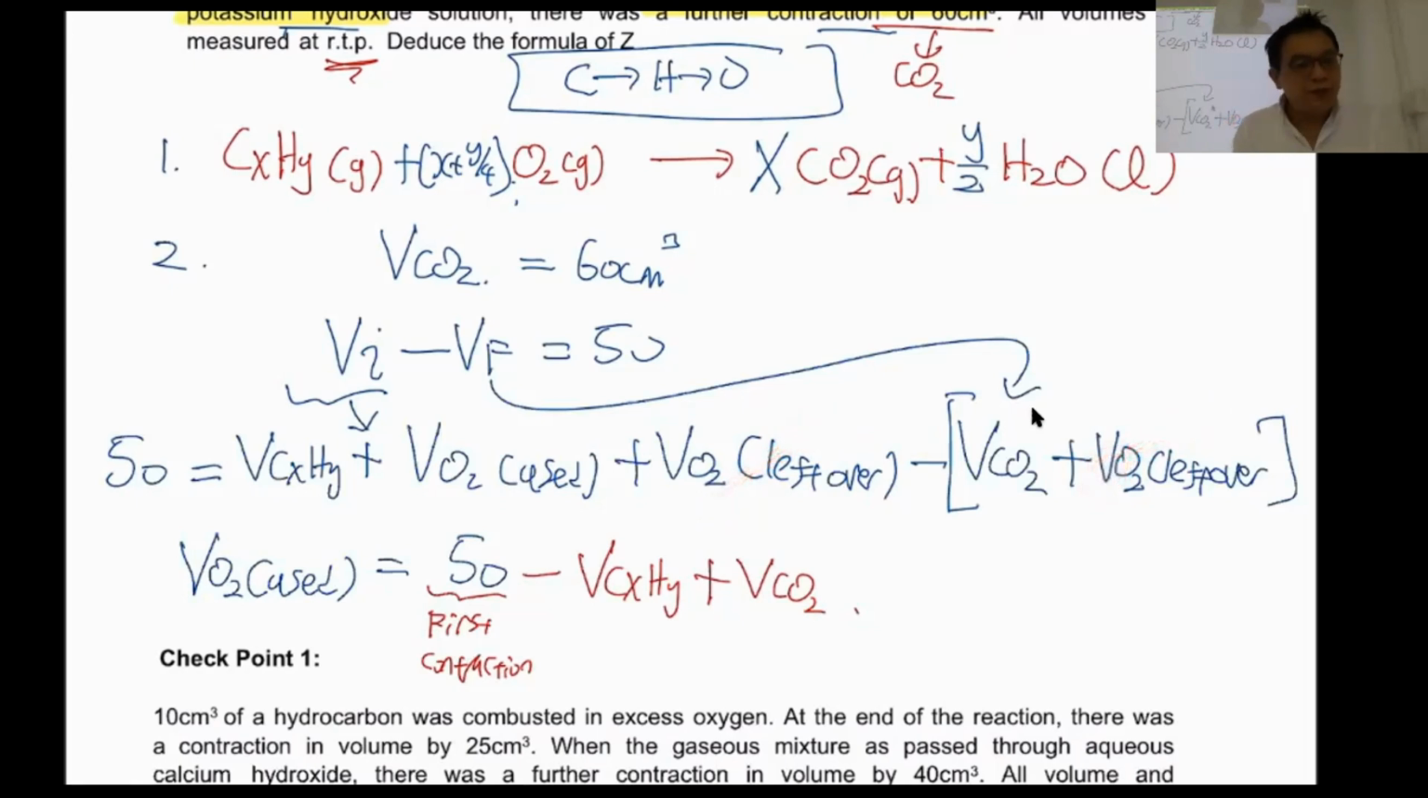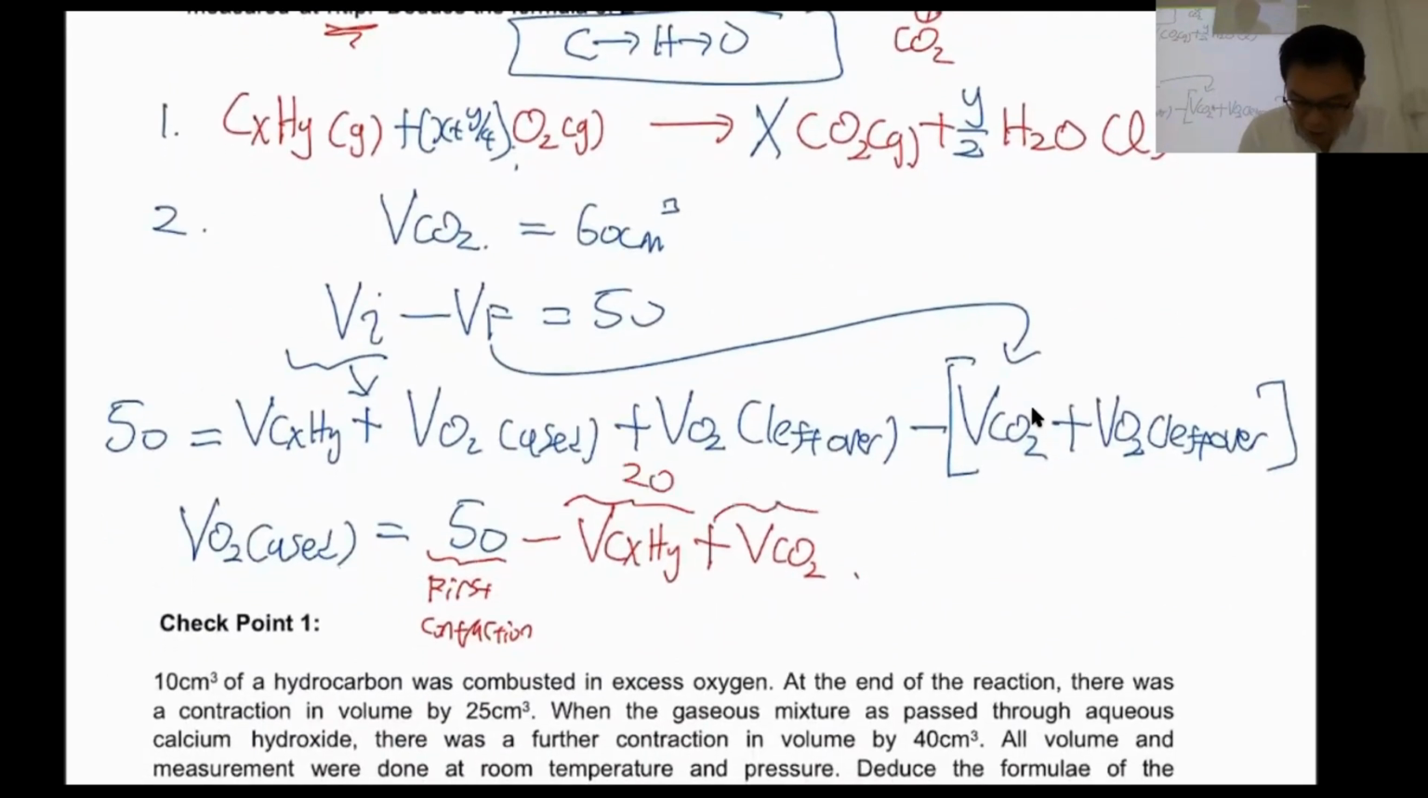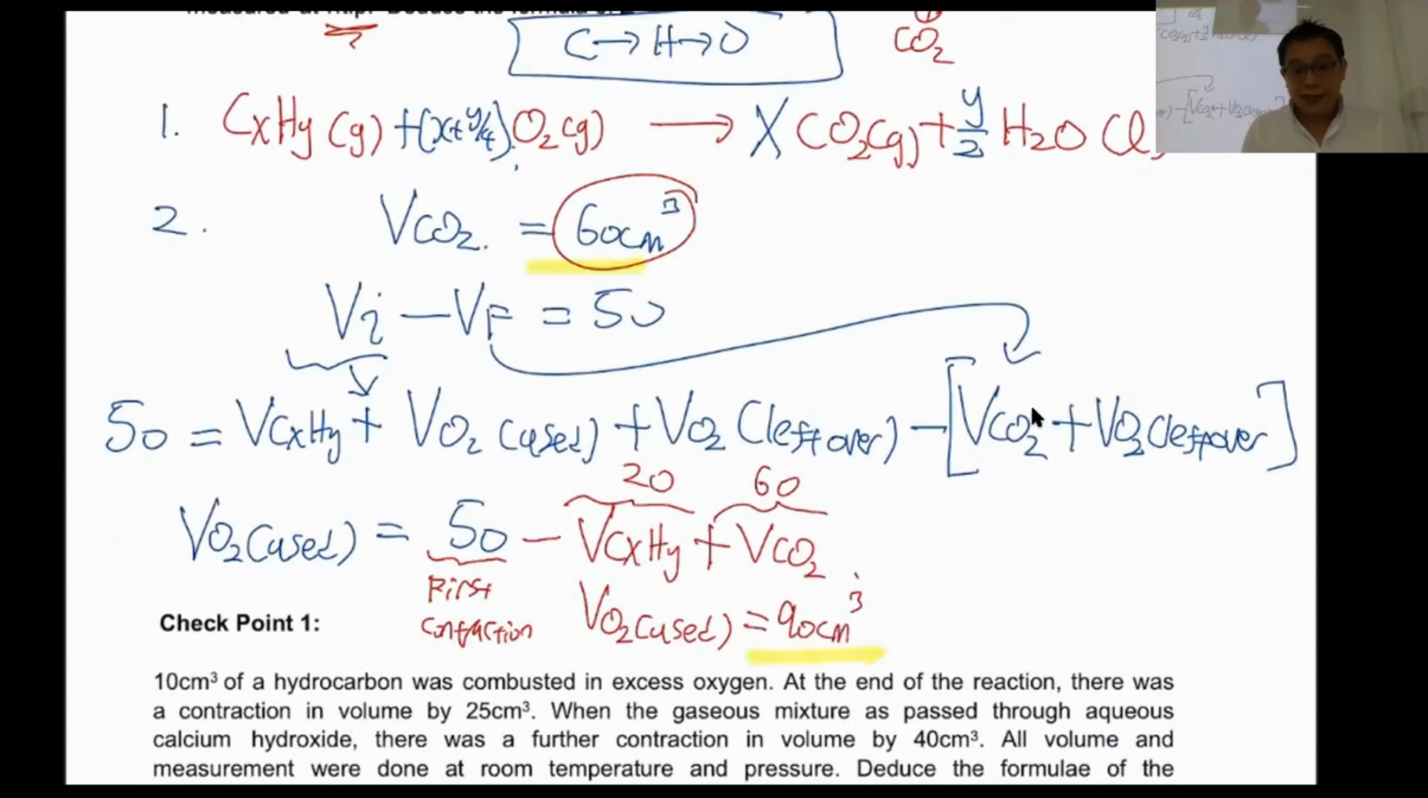Now I know the volume of my hydrocarbon. They tell me the value is how much? 20. So I'm just going to put a 20 here. I know the volume of my CO2, 60. Here we go. We can find the volume of oxygen gas. So the volume of oxygen gas used will become, I think, 90. Here we go. We got two important values right now, 50 and 90.